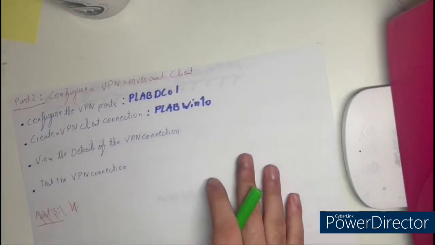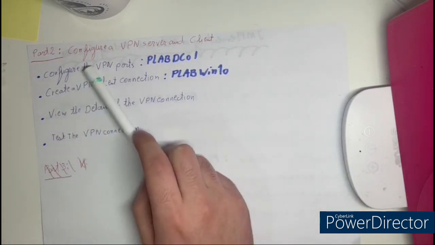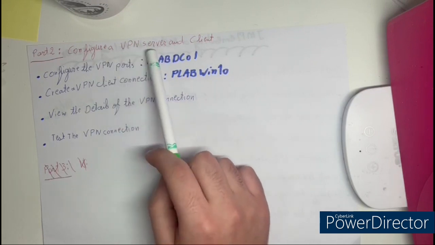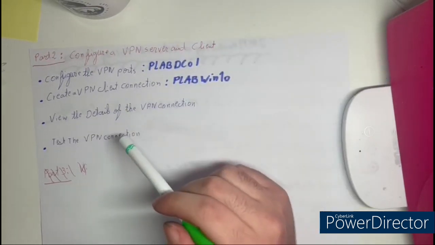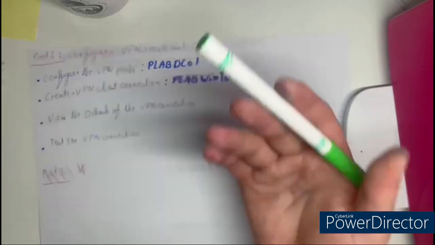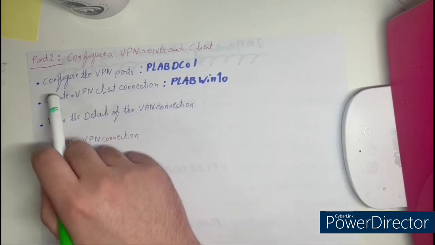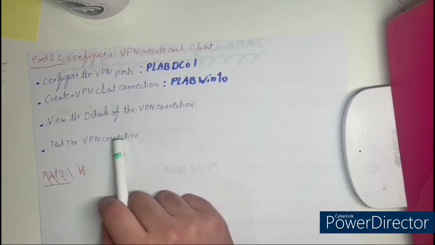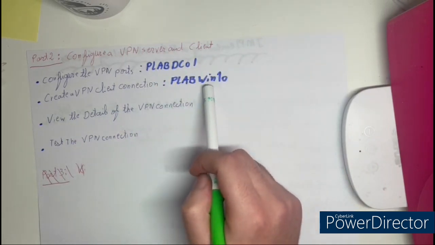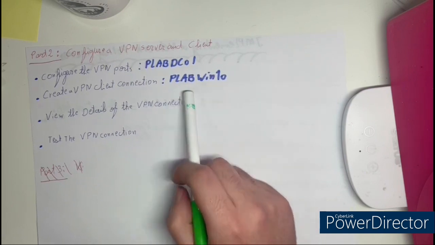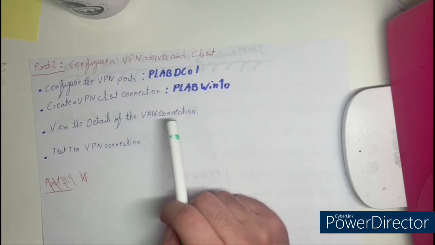Finally, we're almost there. We are on the second part, where we'll be configuring the VPN server and the client. In this part, we will configure the VPN ports for dial-in access to VPN users using the NPS window. In the first stage we will configure the VPN ports, and in the second part we will create the VPN client connection. However, it's going to be from a different PC, which will be on Windows 10. And then we'll view the details of the VPN connection after creating the VPN client connection.